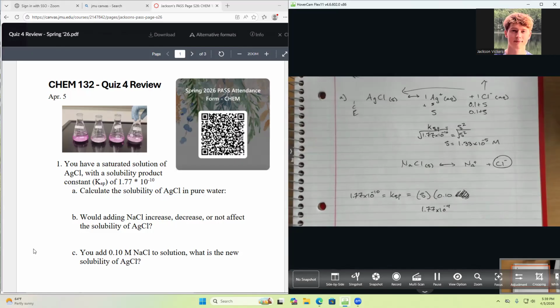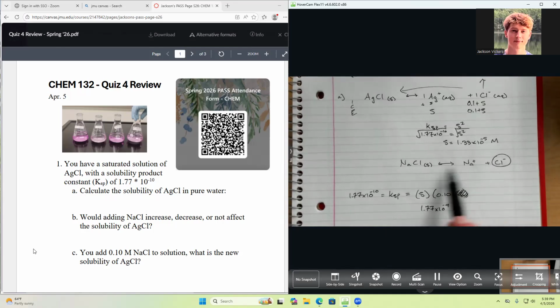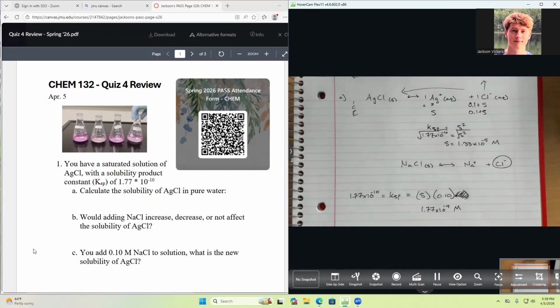Is that okay for everyone? And also, let's make sure that our second answer was right. Is this less than this? It is. So this is a good way of mathematically showing that, yeah, we're decreasing the solubility by a lot, honestly, by adding sodium chloride. Yeah, all I did was divide by the 0.1 on both sides. Cool. All right.